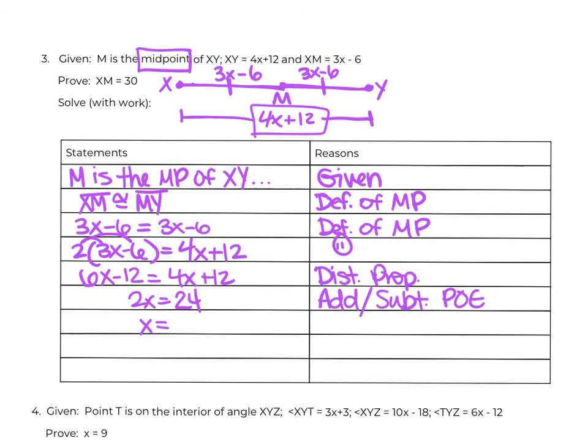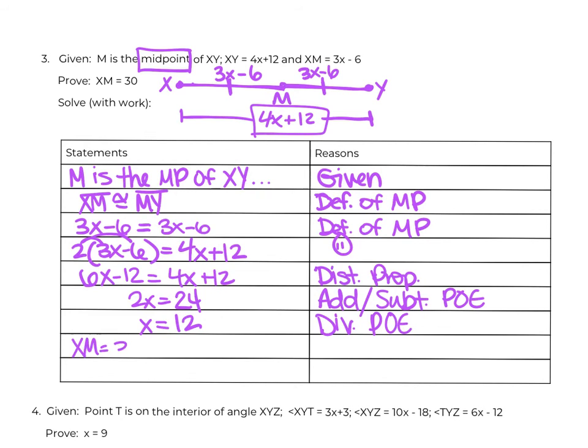Thomas, what is x going to equal now if I got 2x equals 24? 12. And what was your reason for doing that? What property? Right, so division property of equality. Okay, we're almost done. So who can tell me what you want to do to get XM now? Plug it in. Plug it in, and I want to make sure I plug into XM, right?